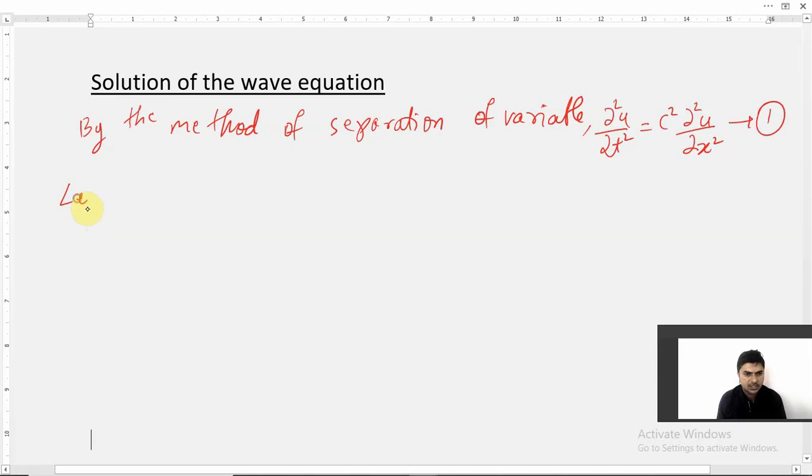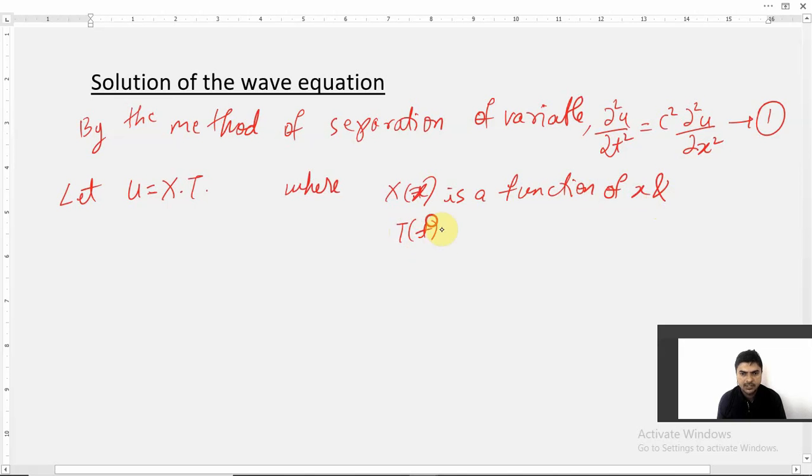Now can anybody tell me what is the solution of this? Yes, in my last video I told you this u, I am going to take this as the solution X into T. X is a variable of x and T is the variable of t. So X is a function of x and T is a function of t.